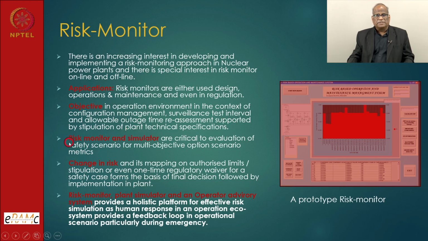Risk monitor and simulator are critical to evaluation of safety scenarios for multi-objective options. When apart from risk, we want to have plant operability also, and many quality-related parameters, then it becomes a multi-objective function. So how to do that? That can be done in this integrated ecosystem. Change in risk is the basic function, and how plant performance changes when it affects the process system also.